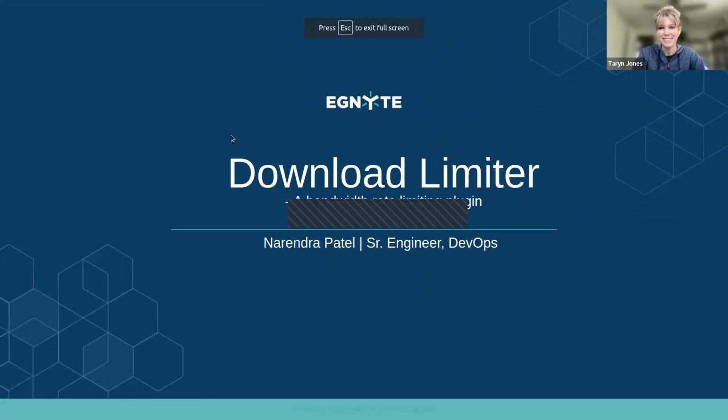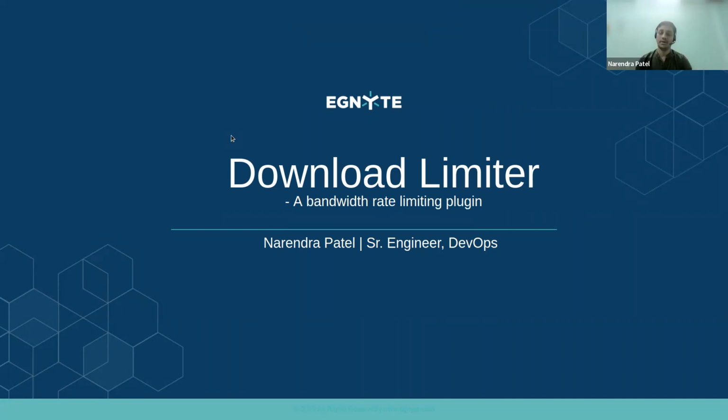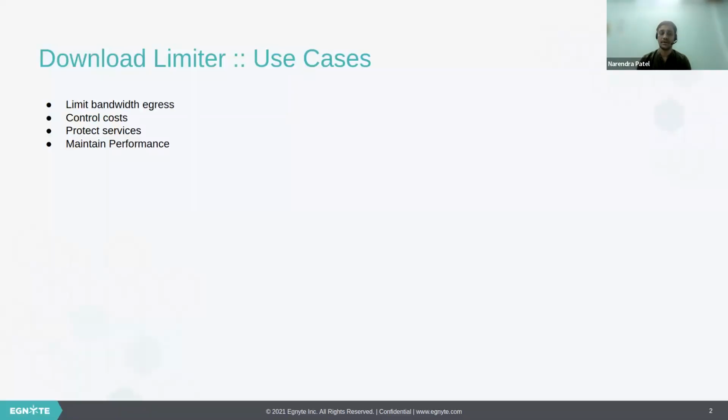Looks great, Narendra. Okay, so a brief about download limiter. Download limiter is a plugin that will help you rate limit based on your bandwidth consumption. Now why on bandwidth? There are a couple of reasons. Primarily most of us are on cloud, and on cloud you're charged for ingress and egress. So the amount of bandwidth that gets utilized, your cost is proportionate to that. So high bandwidth consumption could lead to very high costs.